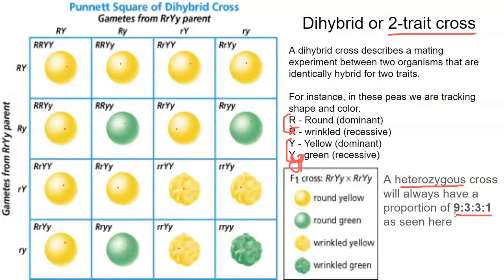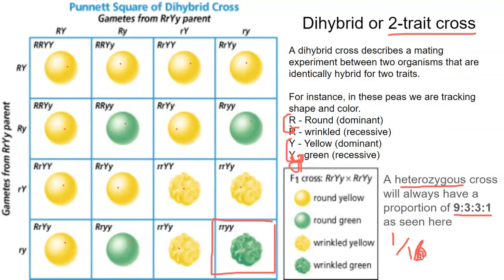But usually the questions are going to ask you how many, or what is the proportion of offspring in this cross that have recessive for both traits. So I'm going to just be looking at this one, which is 1 out of 16.